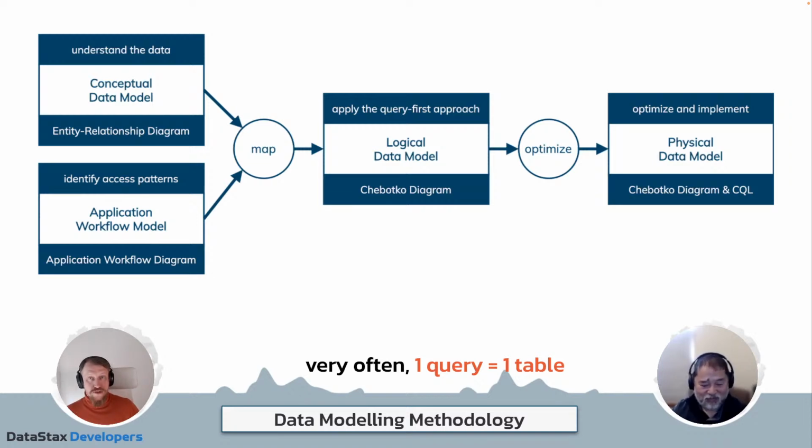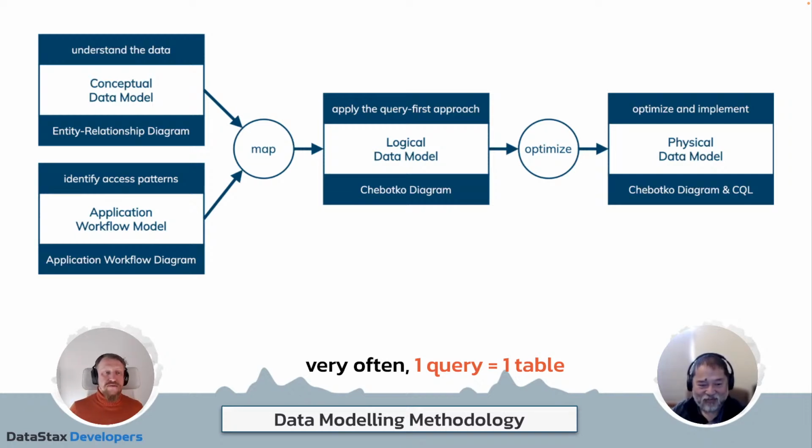The first two steps we need to do before we can proceed are to understand the conceptual data model and the application workflow model. Application workflow model, I briefly explained it to you. We have to identify access patterns, how people are using our data. We describe that with an application workflow diagram. Dr. Artem Chebotko, right? And the second thing we need to understand is the conceptual data model. So we still need to understand our data, its properties and relations in between. We describe that with an entity relationship diagram.